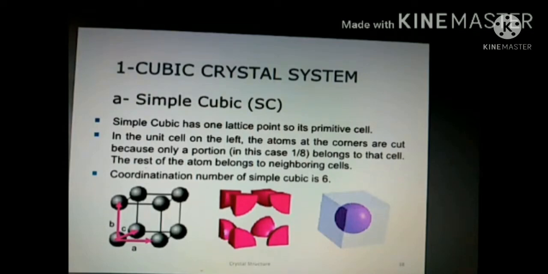In a unit cell, the atom at the corner is cut, because only a portion, 1 by 8, belongs to the cell. The rest of the atoms belong to the neighboring cells. The coordination number of the simple cubic is 6. We are seeing only 3 dimensions here.